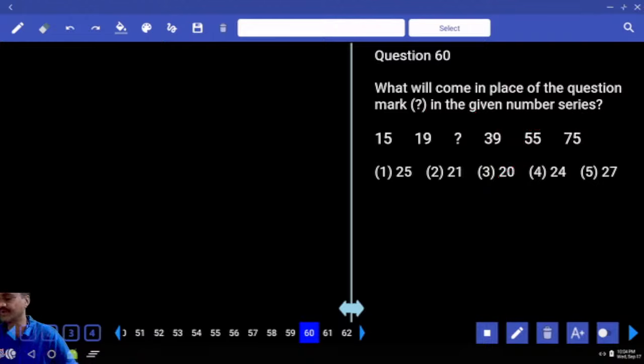Then 15 and 19. What is the difference we have between 15 and 19? 4. Then 39 and 55, 16. And 55 and this one, 20. 4, 16, 20. Multiples of 4. 19 plus 8, 27. 27 plus 12, 39. The missing number is 27, choice.